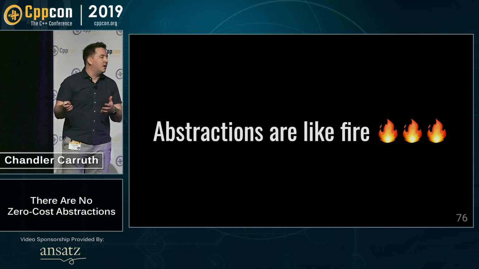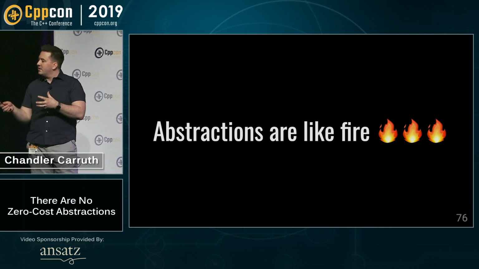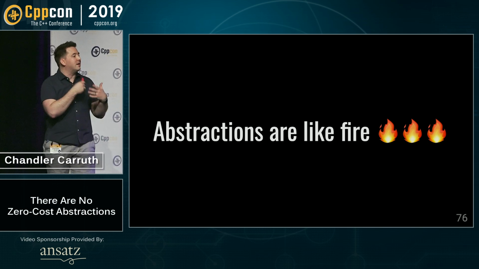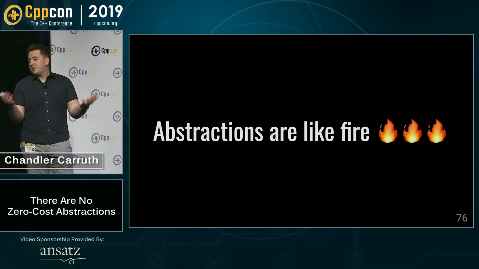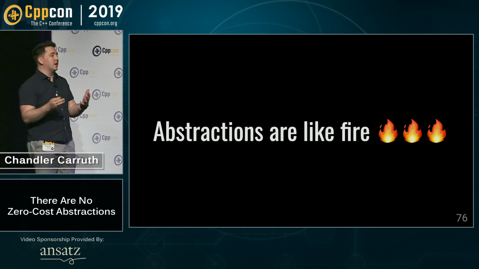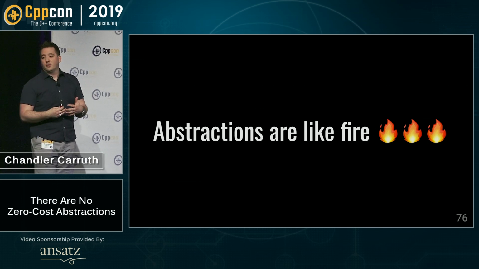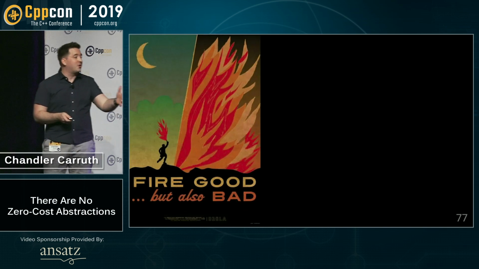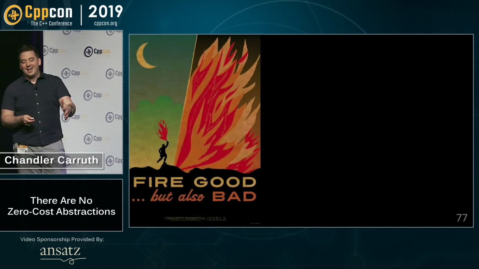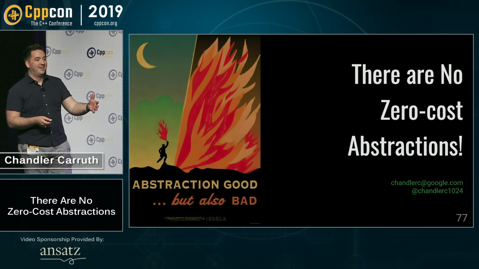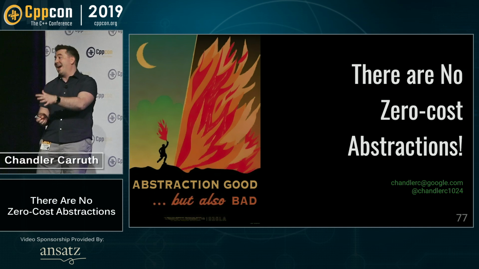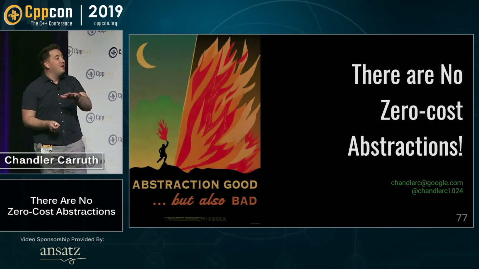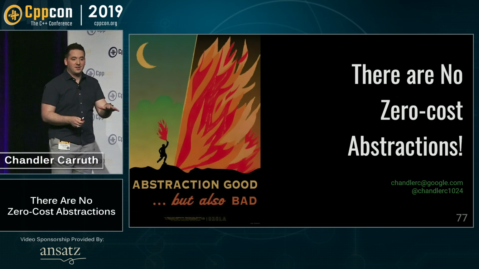As long as we're thinking about the trade-off and we're using abstractions where we need them and we're being careful about the costs incurred, abstractions can be good. They can be really, really good. But they can also go badly when we fail to do that. So fire is good, but also bad. And abstractions are good, but also bad, right? Because there are no zero-cost abstractions.